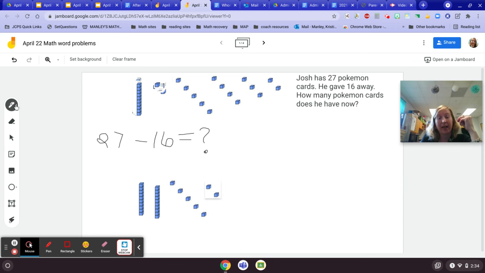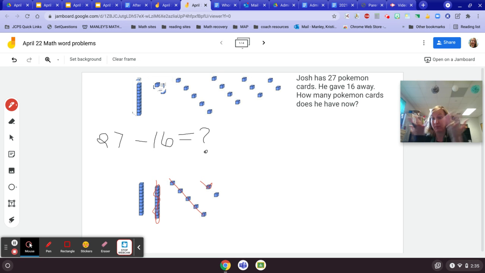Okay, so let's show that we're taking those cards out of that 27, okay? So that means here's a 10. We're going to take that one away. And then we've got to take away, because he's giving these away. So we gave away that 10, and then we're going to give away 6. So he's going to give away these 5 and this one. Okay, so he gave away this 10, this group of 5 and 1, because that would make 16.